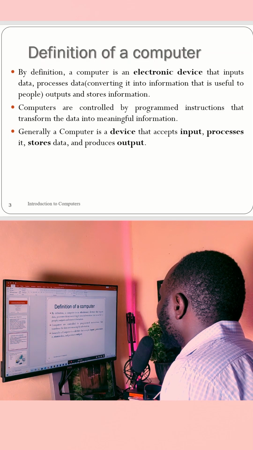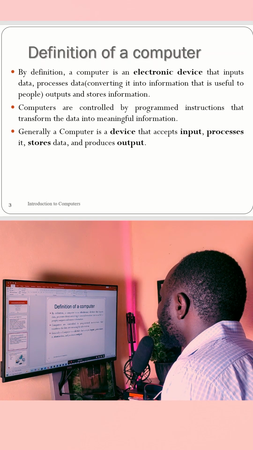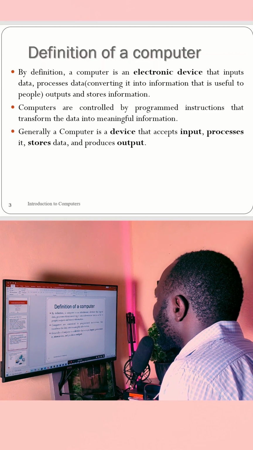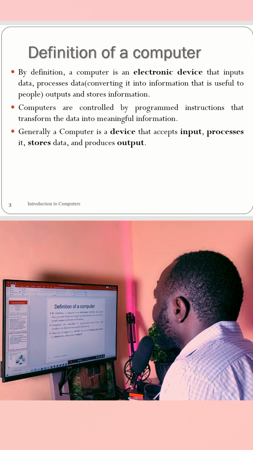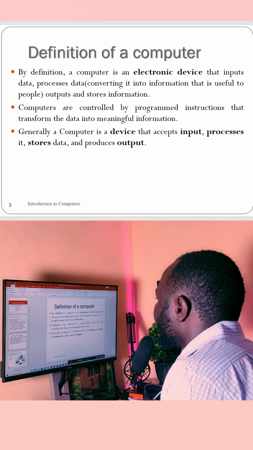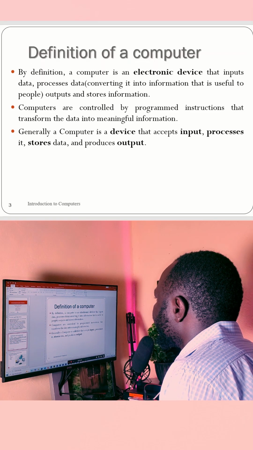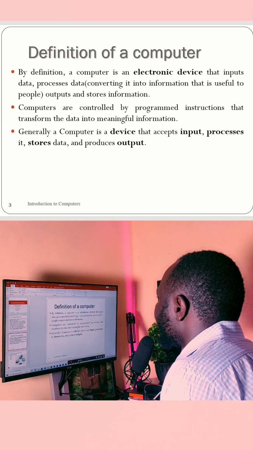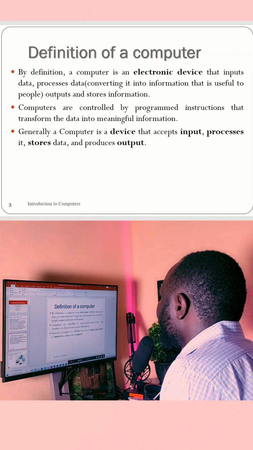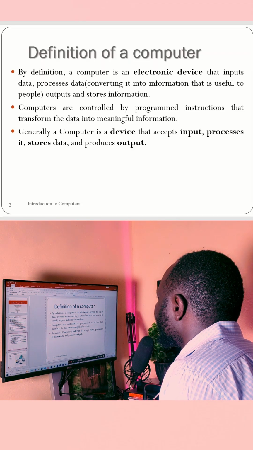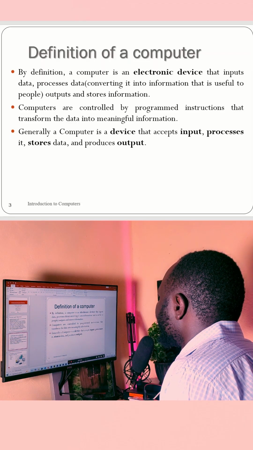We also have what you call input. What is input? The process of feeding data into the computer is known as input or inputting. Then we come across another term which is known as data. What is data? Data is just a collection of raw facts that we give the computer. Then we have what we call processing. What is processing? Converting the data into information that is useful to people.